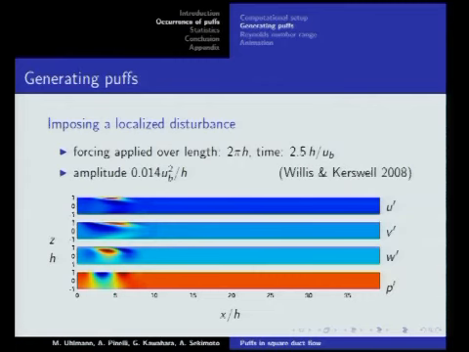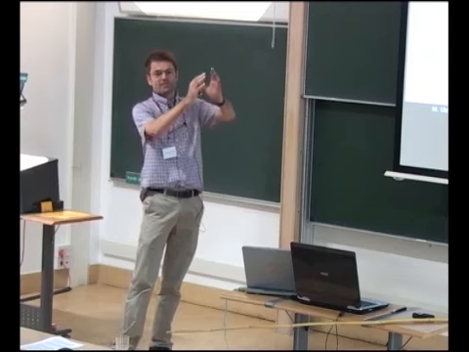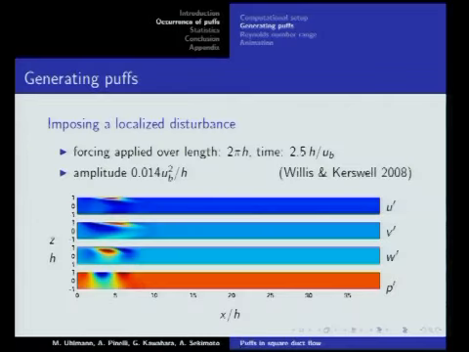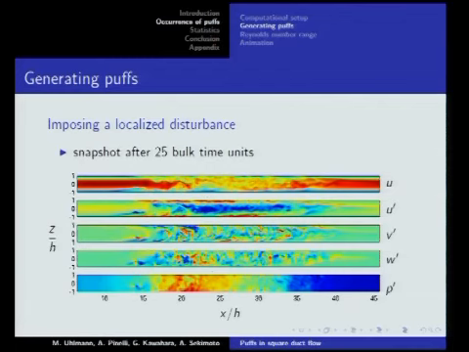We impose forcing on the momentum equation, which is applied over a length of 2πh for a short time, 2.5 bulk time units. We use the particular shape of the forcing as proposed by Willis and Kerswell in the pipe. However, we just extend it to the square cross-section, for a certain finite amplitude. This is what the flow field looks like at the end of this forcing interval. This forcing function is essentially a single harmonic over this short interval with respect to this large domain, so the field at this initial time is not very interesting.